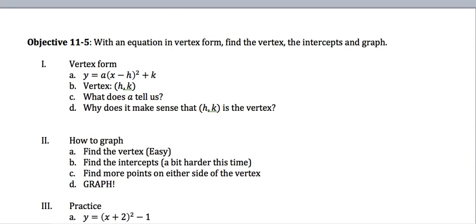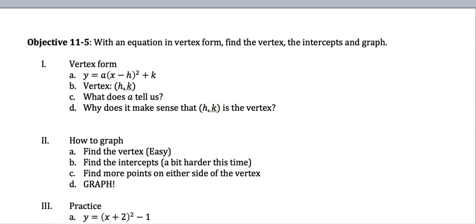Alright guys, today we're going to look at how to graph when you are in vertex form. Everything we've done so far with parabolas has been in standard form, where it's just y equals ax squared plus bx plus c. Now we're going to look at it in vertex form, which shockingly enough gives you the vertex pretty much just by inspection. Like you can just look at it and be like, boom, that's the vertex.